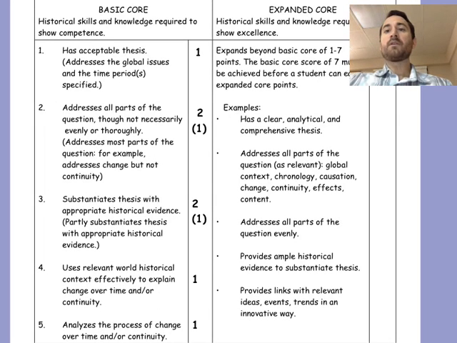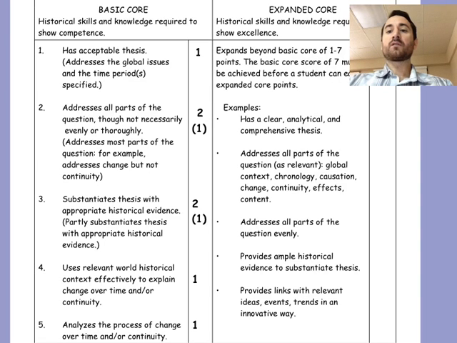This is a copy of the grading rubric that scorers use when they look at your exam. Over on the left-hand side we have the basic core. This is focusing on an acceptable thesis for 1 point, and addressing all parts of the question, so that means addressing both continuities and changes, for 2 points. So if we have a good thesis and we address both continuity and change, you can get 3 points. Those are the points I want to focus on right away here.